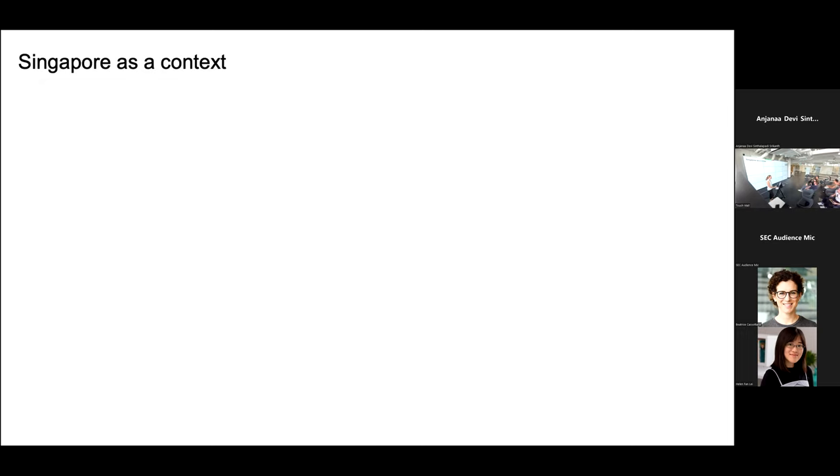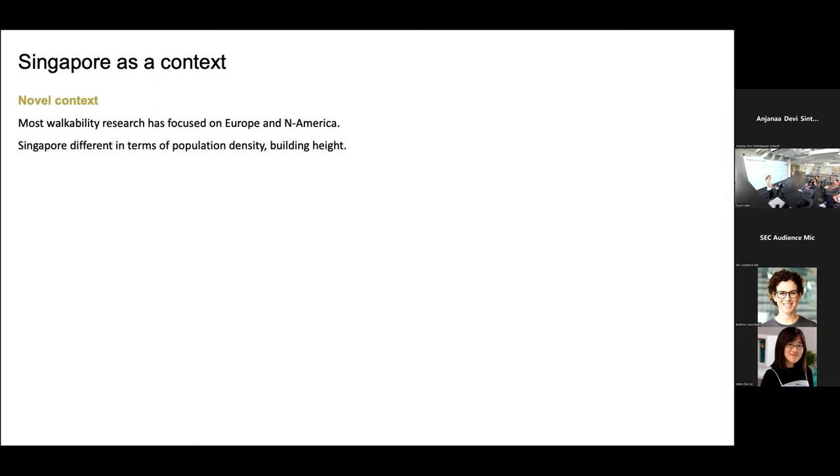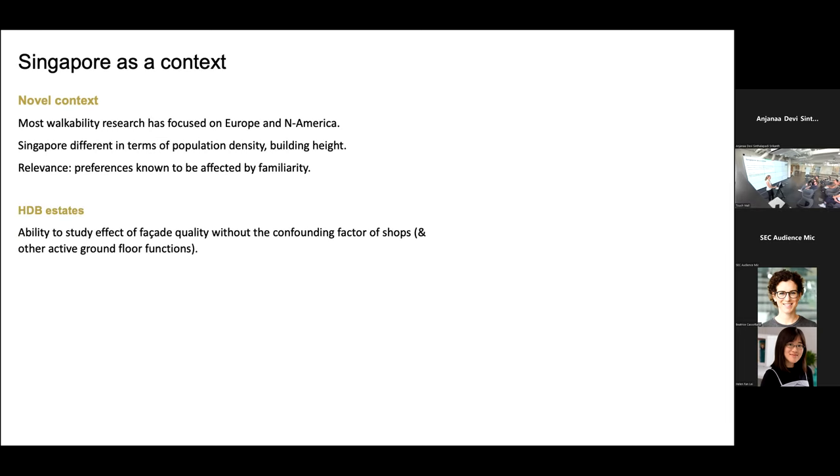Then our study context was Singapore. So as I mentioned, a lot of the previous research has focused on North America and Europe. So Singapore might be interesting because Singapore is kind of different in terms of population density and building height. And it's known that environmental preferences are affected by familiarity. So maybe people in a place like Singapore don't have the same preferences for walkability as people in North America. And then the study focused on HDB estates specifically, because that allows studying the effect of the facade quality without the confounding factor of the presence of shops, because an HDB estate is a residential area. So you can just focus on the facade features and not be confused by the presence of shops.